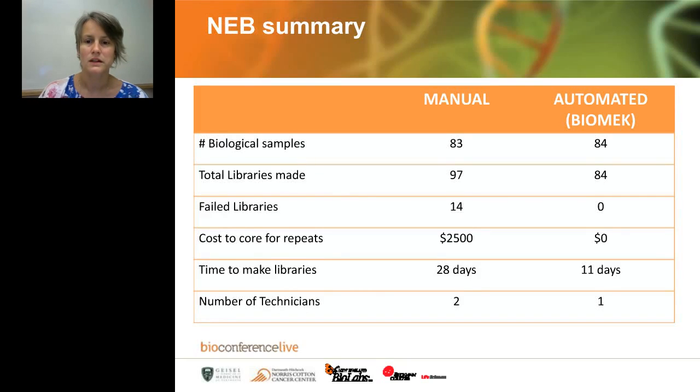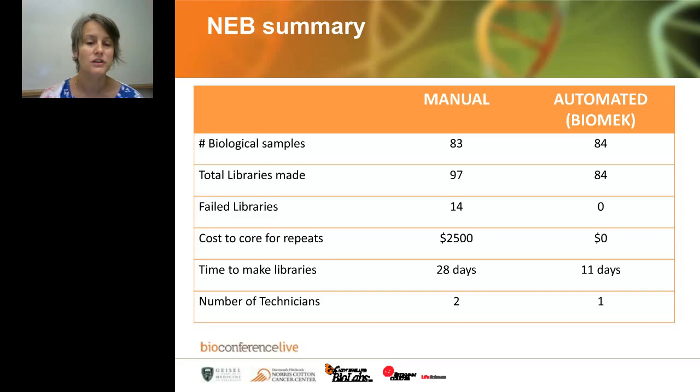So just to summarize for the NEB part of my talk, here's a summary of how many biological samples we prepared for this project. For the manual preps, we had 83 biological samples. However, we needed to repeat 14 samples. We had 14 failed libraries when we made these by hand, mostly due to human error at a certain step. It was either an entire batch failed or 1 or 2 libraries within a manual batch failed at any time. So we did, in fact, need to make 97 libraries to get the 83 libraries to sequence.